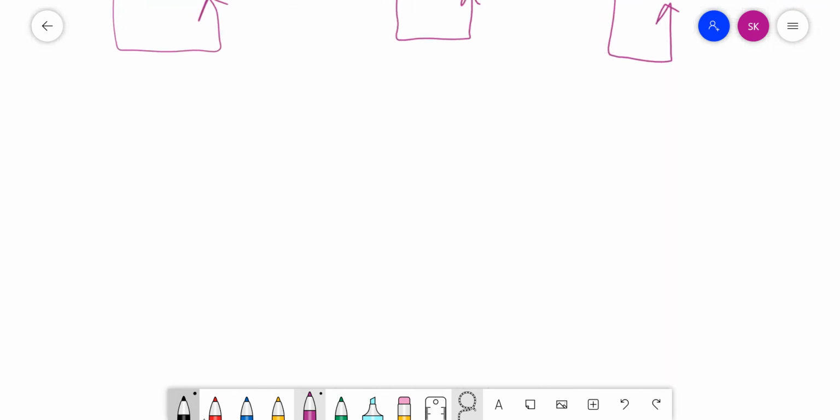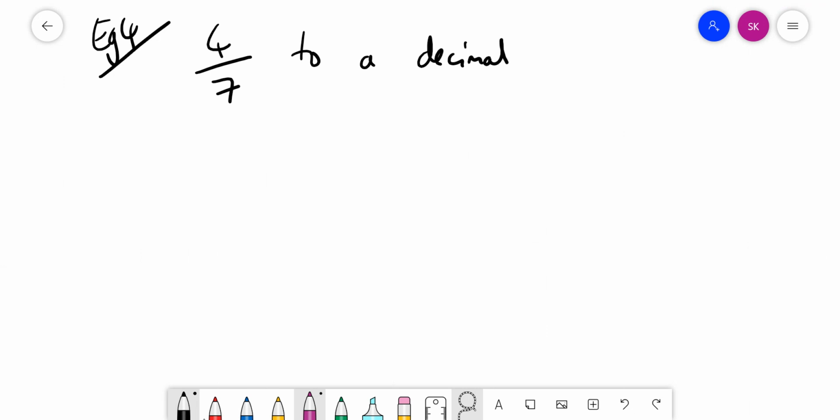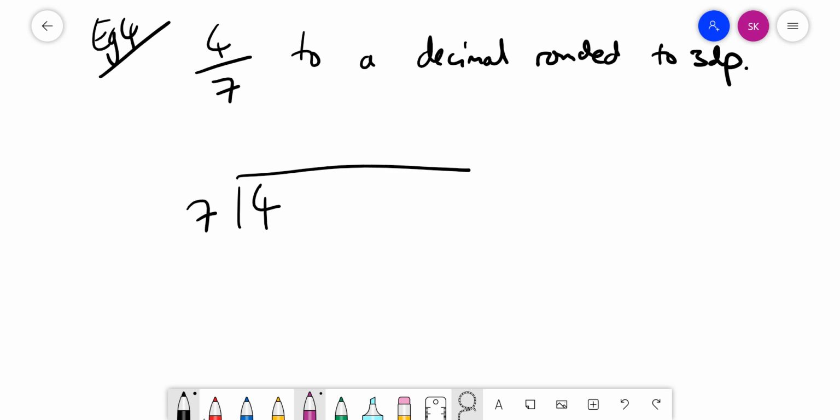Finally, just going to look at a slightly more difficult one, example 4. Let's go with convert 4/7 to a decimal, rounded to 3 decimal places. Pause the video and have a go at that now, please. So the numerator always goes inside the bus stop. Put a point and put some zeros. Now I'm putting 4 zeros down.